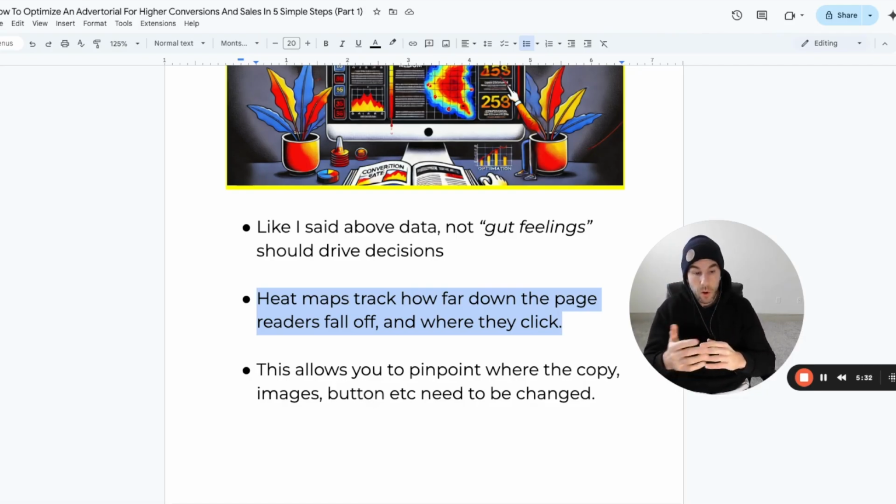If a lot of people aren't getting past the lead of a personal story advertorial, you might need to tighten up that lead, make it shorter, punchier, a lot more attention grabbing. So using heat maps on an advertorial is an absolute must for anybody who's running them, because it gives you such quality data of where the bottleneck is and what needs to be fixed.